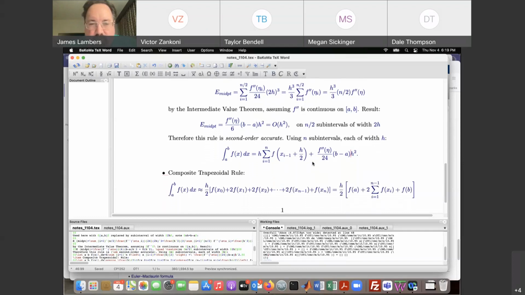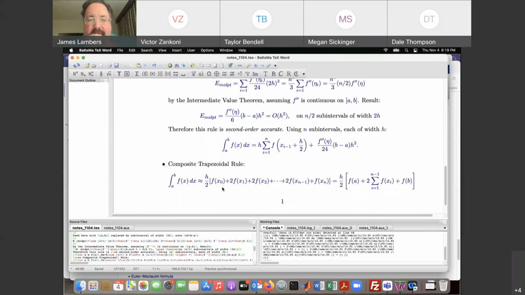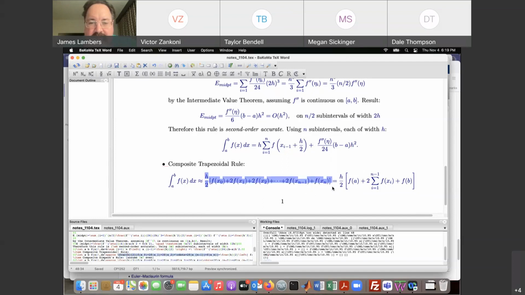Next is the composite trapezoidal rule. So what happens here is, on each subinterval, like x0 to x1, x1 to x2, etc., you're using a regular trapezoidal rule, the Newton-Cotes rule. And if you add all of those applications of a trapezoidal rule for each subinterval together, then this is what you get. And notice that all of the function values are multiplied by 2, except for the first and last. And this is because each of the interior points are used in 2 trapezoids.